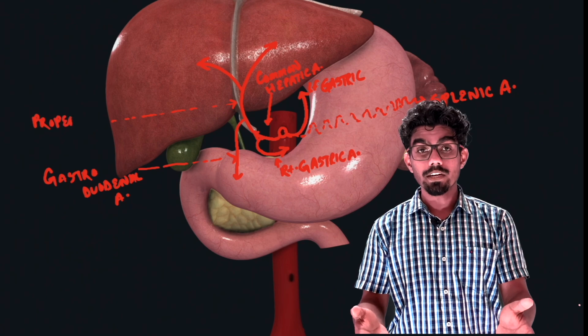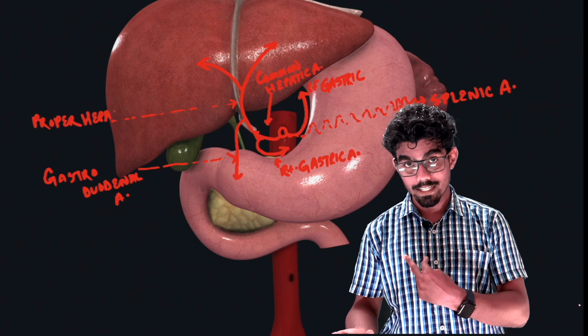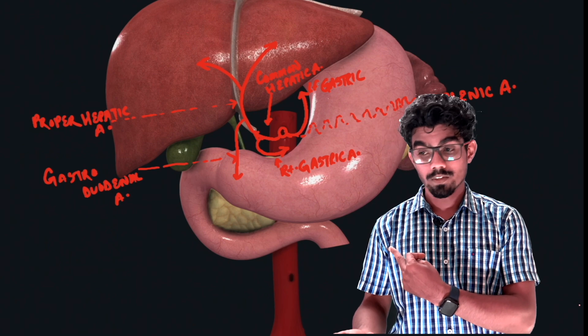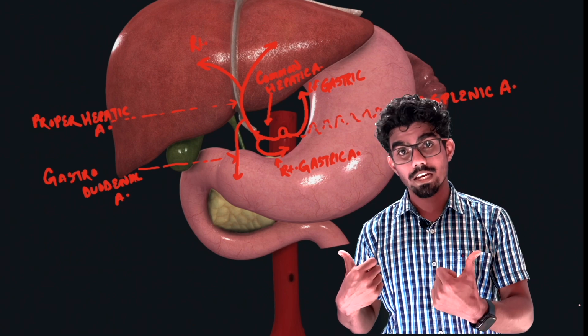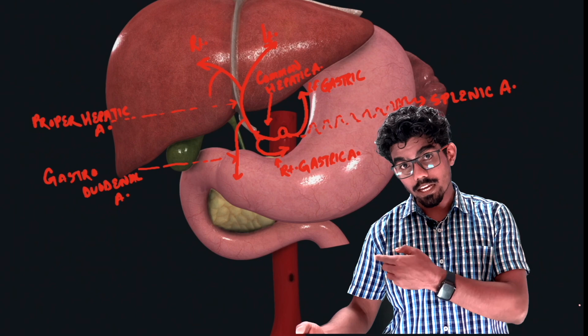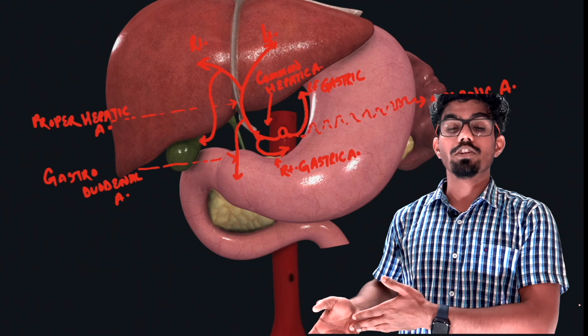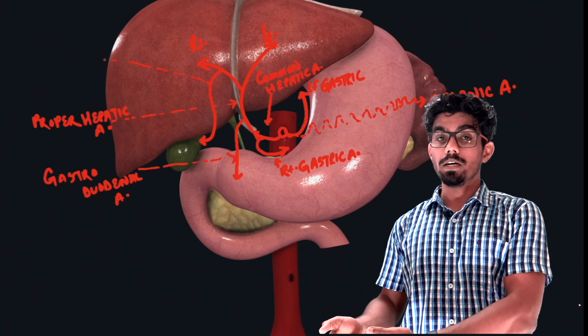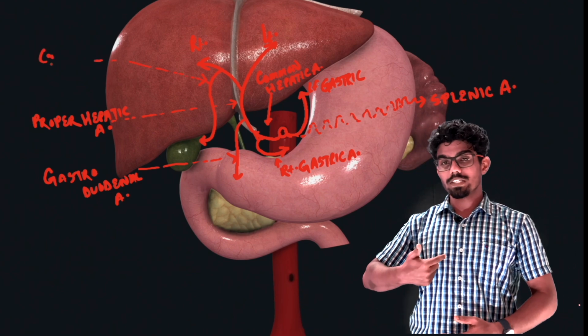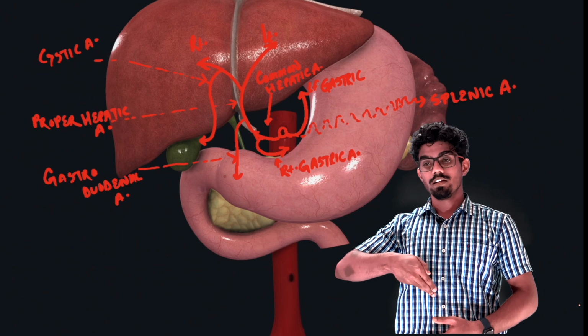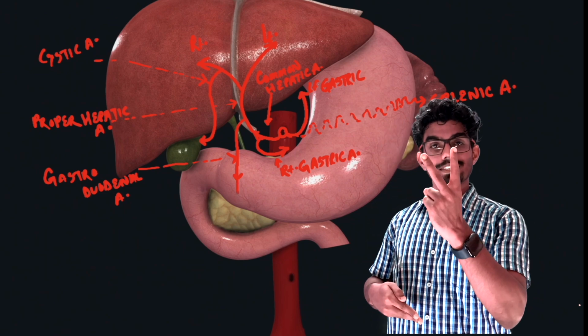Hepatic artery proper again divides into the left and the right hepatic artery to supply both the lobes of the liver. The right hepatic artery again gives a branch called the cystic artery for the blood supply of your gallbladder. Clear? Now the gastroduodenal artery which descends downward again gives two branches.